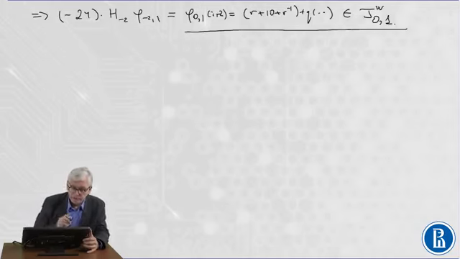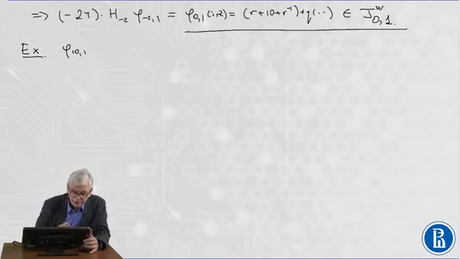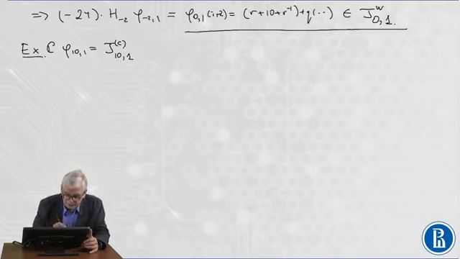I can give you the following exercise. Let's consider the generator of the space of Jacobi cusp forms of weight 10 and index 1. This is the Eichler-Zagier case.